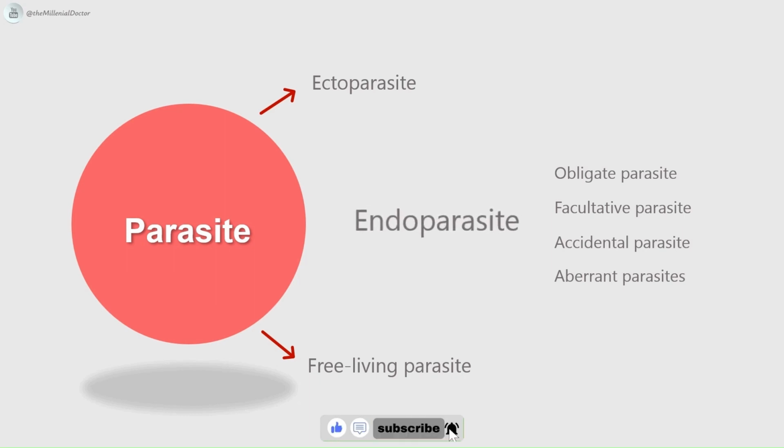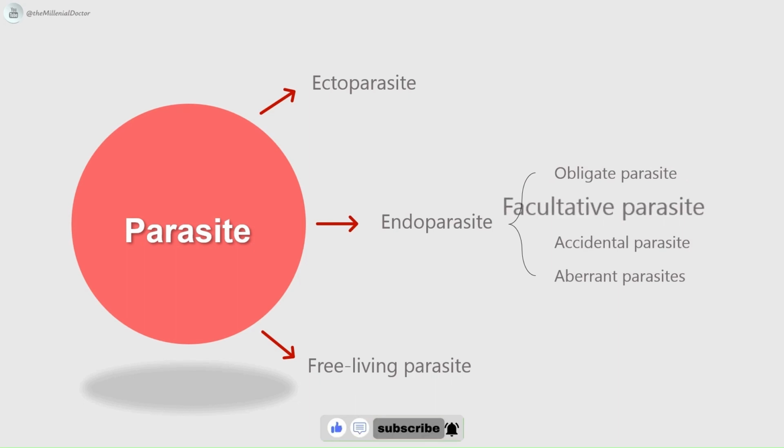Next, endoparasite. It is a parasite that lives within another living organism. A parasite which lives within the body of the host and is said to cause an infection is called an endoparasite. Most of the protozoan and helminthic parasites causing human diseases are endoparasites. Endoparasites can further be classified as: first, obligate parasite, the parasite which cannot exist without a host. Example: Toxoplasma gondii and Plasmodium.